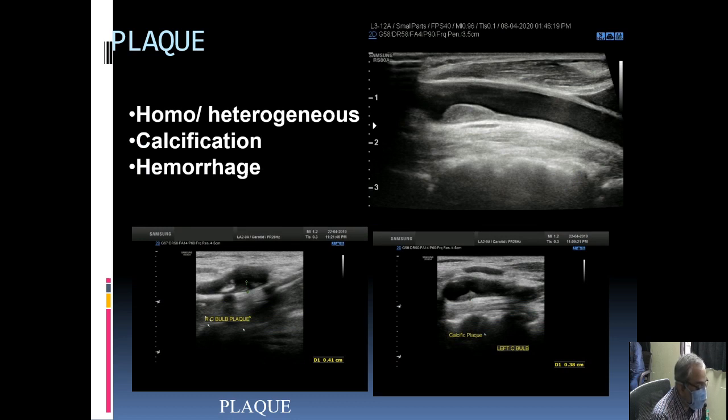So plaques can be homogeneous, heterogeneous, or calcified. This is a homogeneous plaque, this is a heterogeneous plaque, and this is a calcified plaque. Plaques like this you should be more worried about. The more dark the plaque is, the more the chances of embolism.